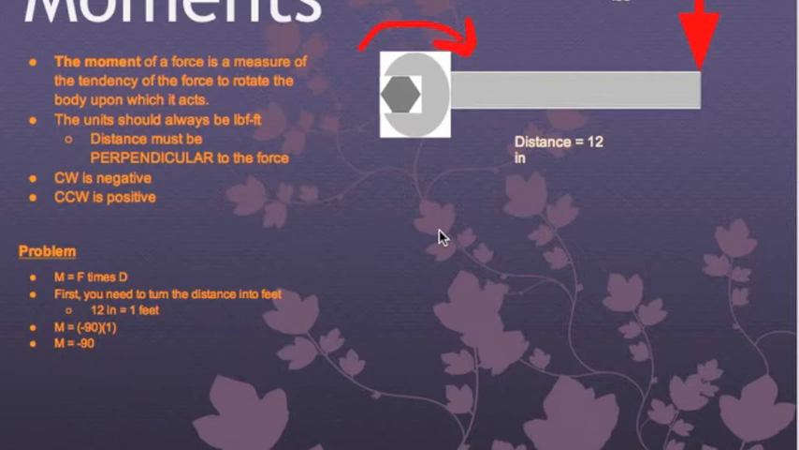So for the example, you would first have the formula, which is moment equals force times distance. Then you need to convert the distance, the inches, into feet, and 12 inches equals 1 foot. And then you can see that the force acting upon the wrench is turning clockwise, which makes the force negative, so negative 90 times 1, and the moment equals negative 90.